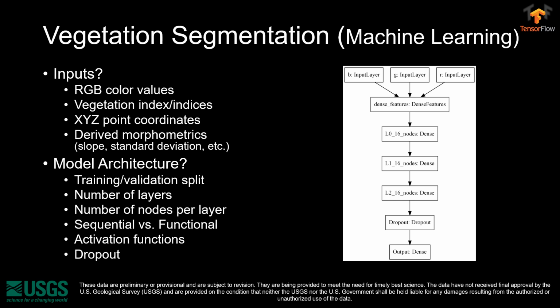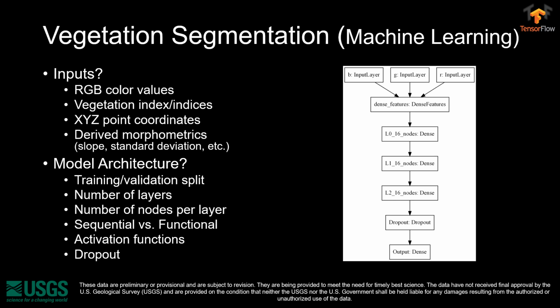You can feed in the raw geographic coordinates, so the XYZ coordinates, or even any number of derived morphometrics such as slope, standard deviation, etc. And then the other challenge is, what model architecture do we use? What's the training validation split? What are the number of layers? How many nodes per layer? What exact API we're using has an influence on how complex we can make the model. And then what activation functions and dropout are we using?